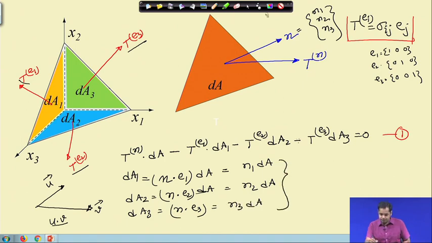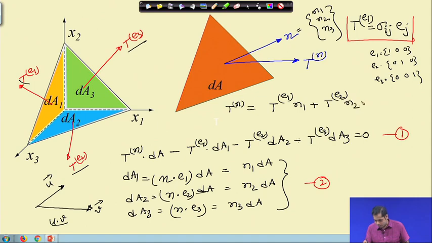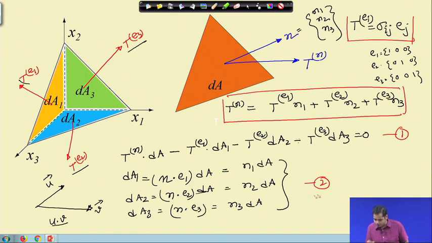Now, with this, if I substitute this dA1, dA2, dA3 in this expression, what we get is essentially this. If we substitute this, then we can write it here. So, from this we get Tn equal to Te1 n1 plus Te2 n2 plus Te3 n3. You check. This is from equation number 1 to equation number 2.